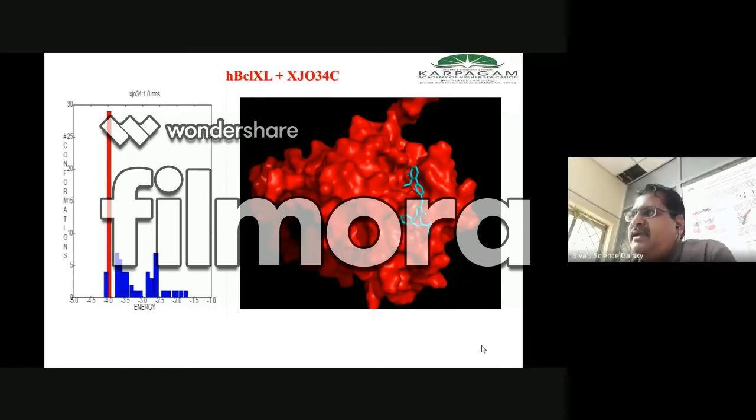Now, how to bring the answer? Why, when the structures are similar, is one interacting and one not interacting? Experimentally it cannot be proven because one is not interacting at all. So now computational methods come into the picture, molecular docking. I have generated the complex between BCLXL and 34. I'm showing the complex over here. I can finish in another 10 or 15 minutes, don't worry. So this is the complex of BCLXL and XJ34.